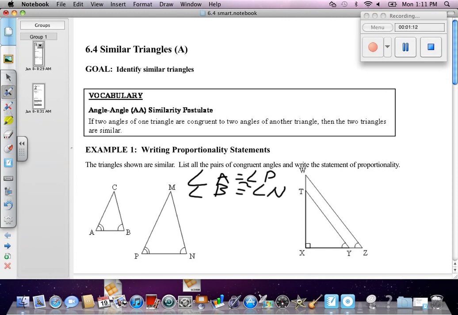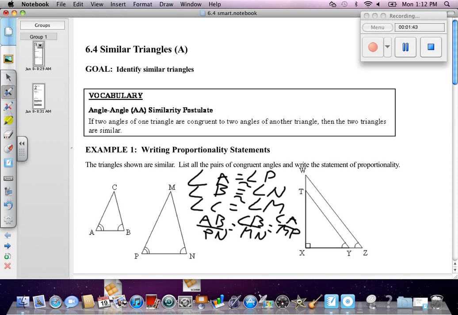Wouldn't it be angle C is congruent to angle M? Angle C is congruent to angle N. And then if we want to write the statement of proportionality, we know AB is over PN. We know CB is over MN. And we know CA is over NP. I'm not going to do the others. They're all the same.